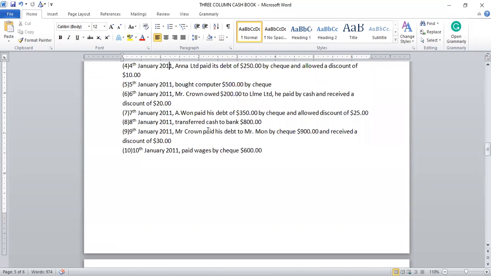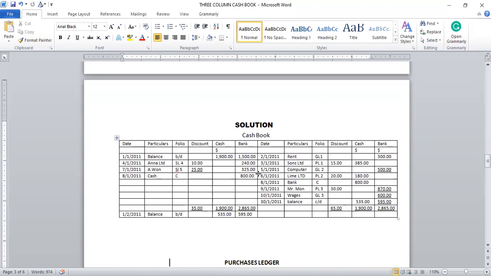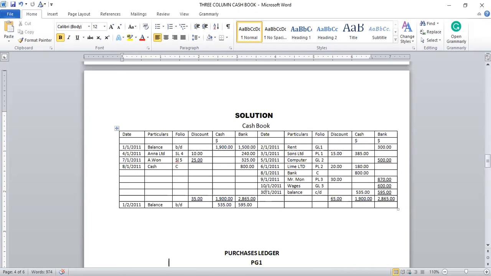Then the last transaction. Transaction number 10, January 2011. Pay wages by check. So the bank account will be credited and the wages account debited. So we come here. Then the 2011, the bank account being credited. The particulars is for wages. The folio is where the corresponding entry can be found. Assume general ledger page 3, that's where the wages account can be found.